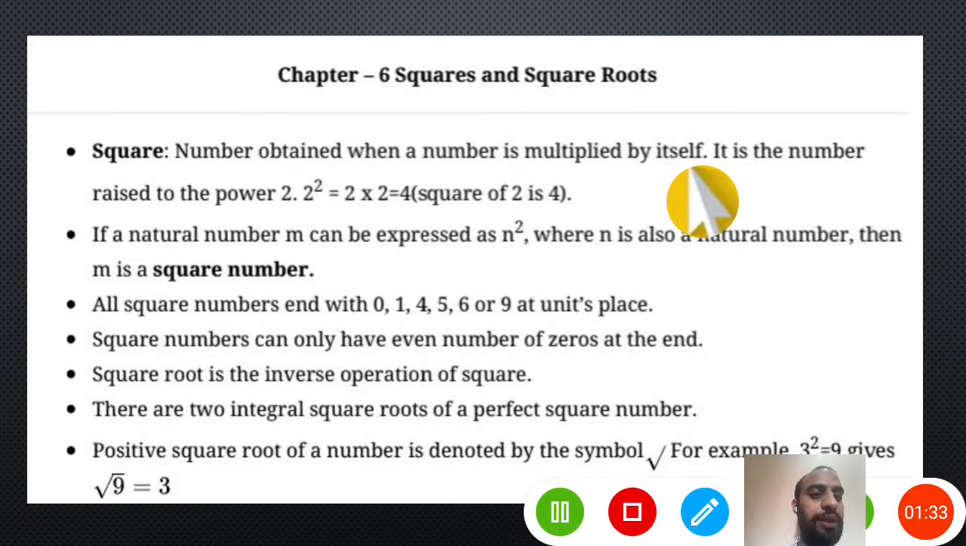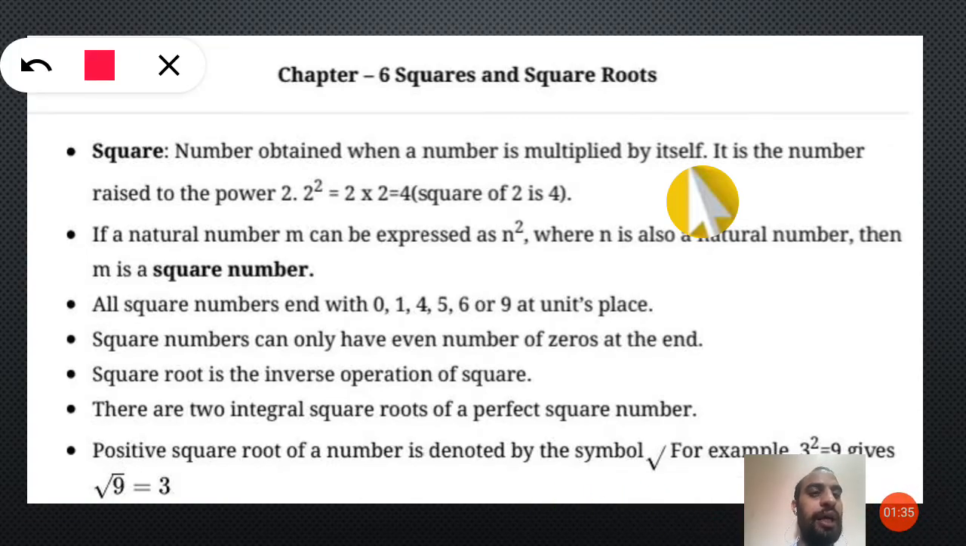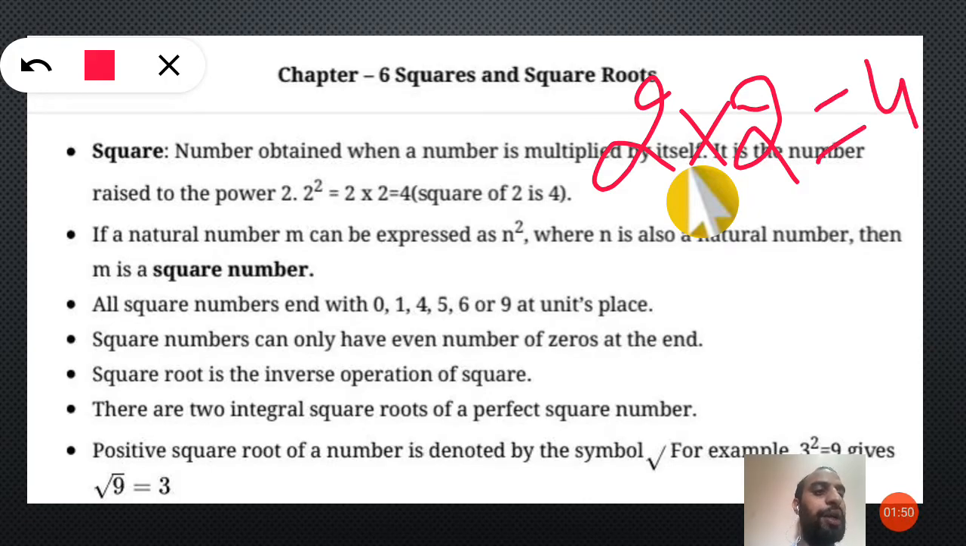So we can take an example here. If 2 is any number with you, and it is multiplied by itself, that means the same number. Itself means the same number. So 2 times 2 is 4. How many 2s do you have here? You have 2 two times. So you can read the definition again: the number obtained when a number is multiplied by itself. So 2 is multiplied by itself, so it becomes 4, and you can write it in the form of 2 raised to power 2.